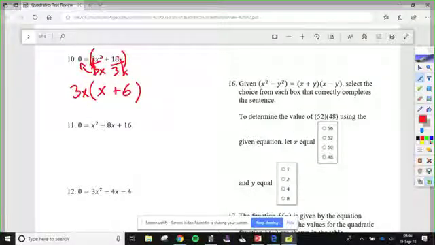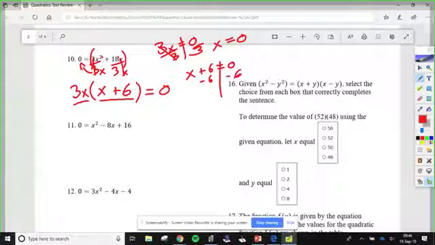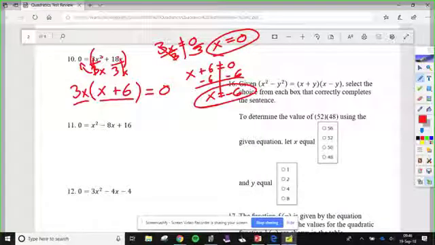So remember that this is equal to 0, so we have 2 parts equal to 0. We have 3x equal to 0, and we have x plus 6 equal to 0. So when you solve these, dividing by 3, you still get x equal to 0 for this first part. And for the second one, when you subtract 6, you get x equal to negative 6. So our 2 answers would be 0 and negative 6.